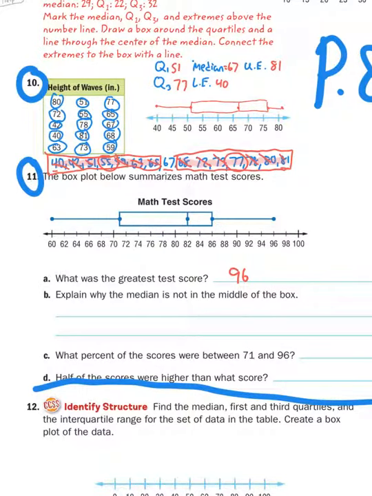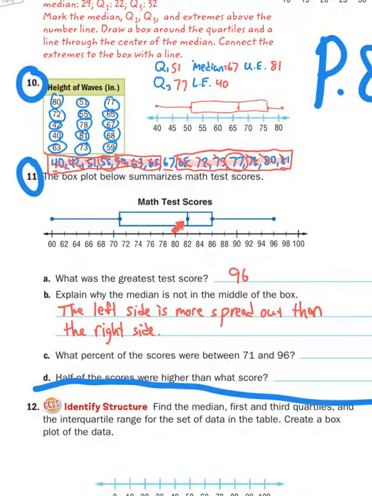Well, what that means is the right side of the data is closer together than the left side. So you can say the left side of the data is more spread out than the right side. So that's what I'm going to say. Okay, so I wrote the left side is more spread out than the right side. And if you look up here, that left is definitely more spread out than that right.